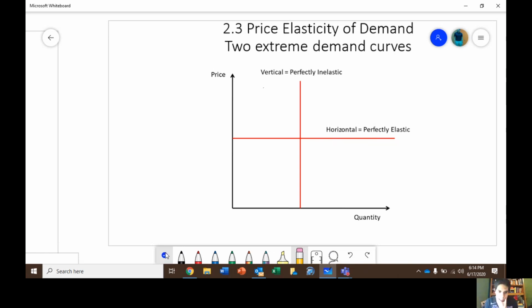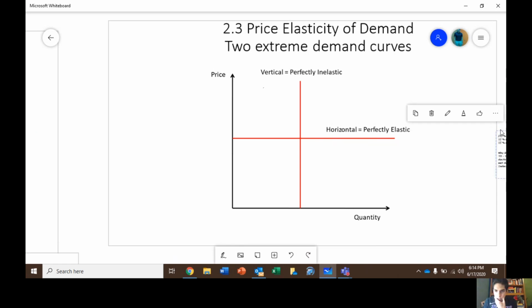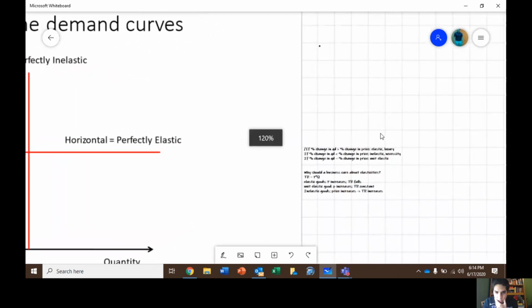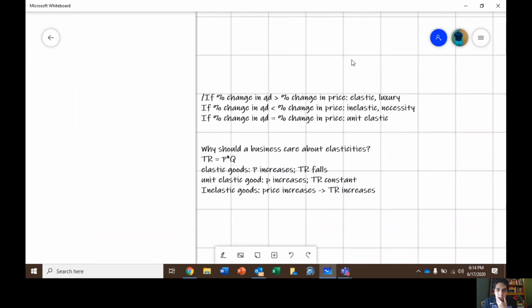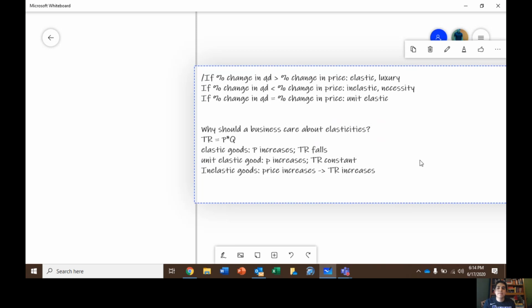So why should producers care? Like I said, it comes with unique implications. Here are ways that we can classify elastic, inelastic, and unit elastic goods. If the percent change in quantity demanded is greater than the percent change in the price of a good, then it's considered an elastic good or a luxury. If the percent change in quantity demanded is less than the percent change in price, it's considered an inelastic good or a necessity. And if the percent change in quantity demanded is equal to the percent change in price, it's considered unit elastic.